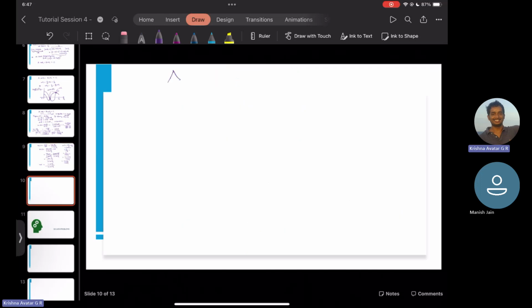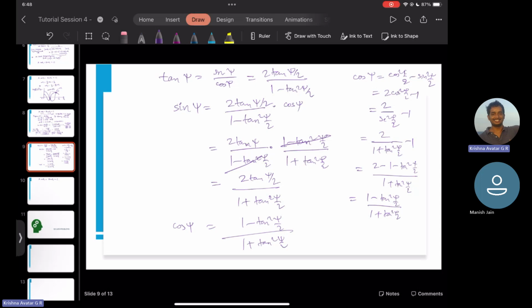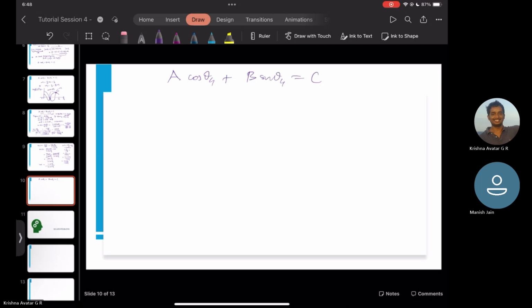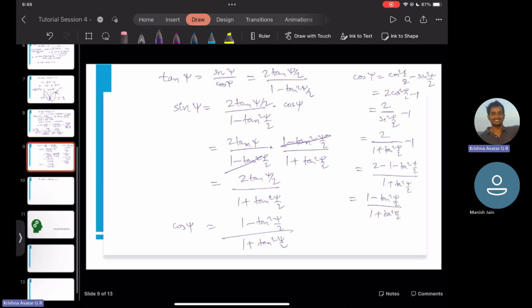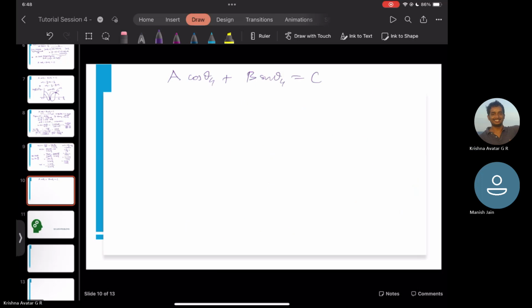Now our original equation was a cosine theta 4 plus b sine theta 4 is equal to c. Right? So we were able to express cosine psi and sine psi in terms of tan psi by 2 in both the cases. So what we'll do is, we denote x is equal to tan psi by 2, or in our case it will be tan theta 4 by 2.